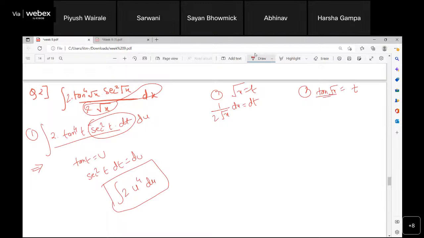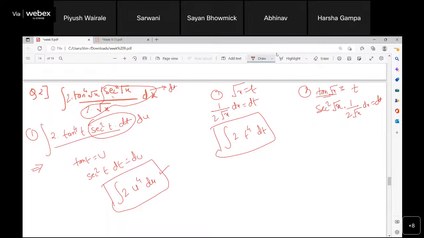But if I substitute tan root x equals to t initially only, then the derivative will be sec square root x, right? And again the derivative of root x, by the chain rule, is 1 upon 2 root x dx equals to dt. So sec square root x dx, instead of this, I can put dt here. So I will get twice of t to the power 4 dt, right? Same expression we are getting. This variable we are changing because we substituted.